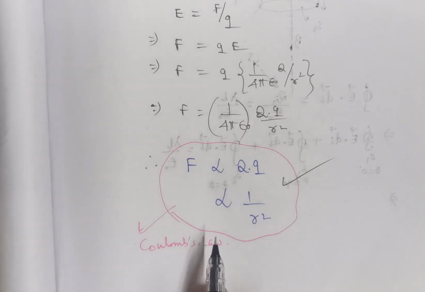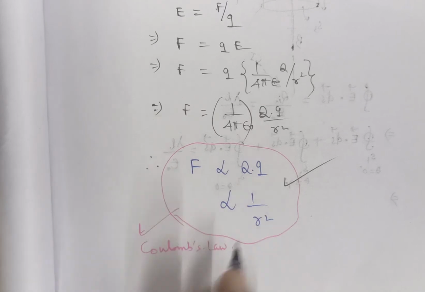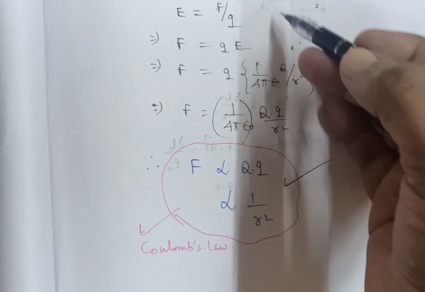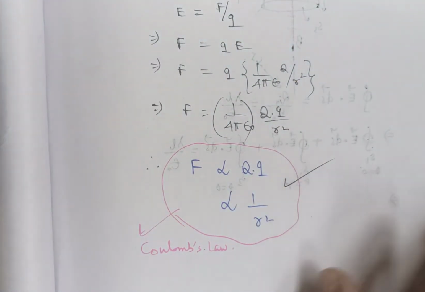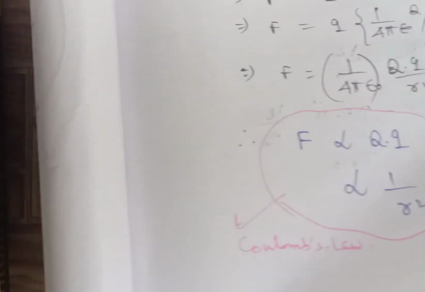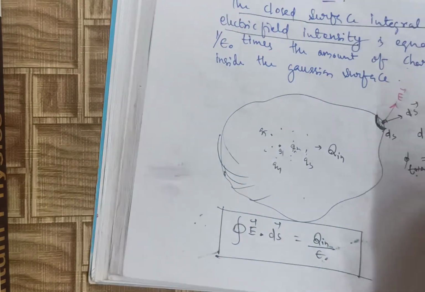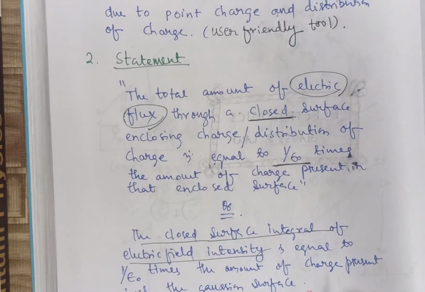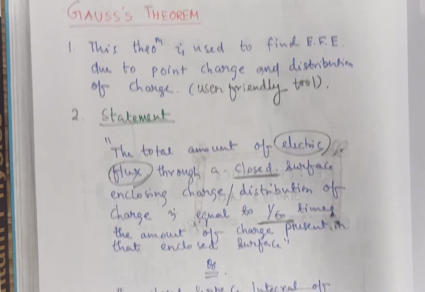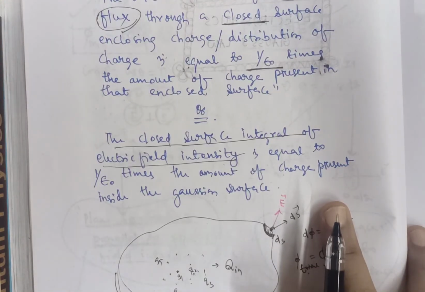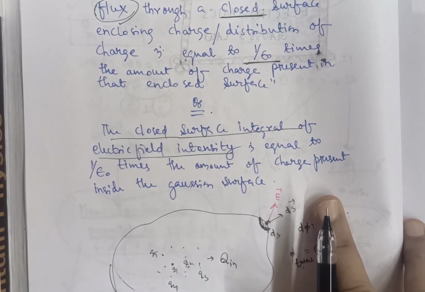From Coulomb's law we can also calculate intensity, E is equal to F by q. From the Gauss theorem we can also calculate intensity. Closed integration of E vector dot ds vector is equal to q in by epsilon 0. So again I am repeating the Gauss theorem statement. This is a very vital and important statement, and in the next classes we will do some applications of the Gauss theorem.